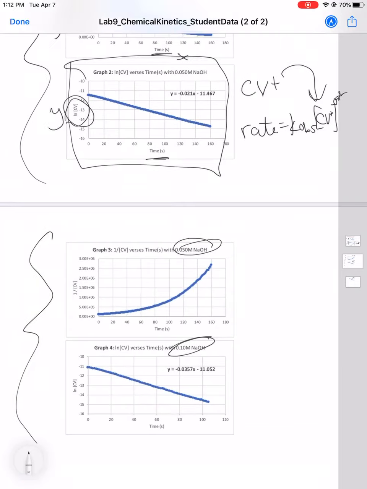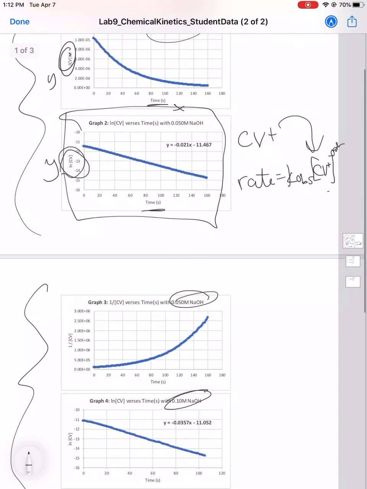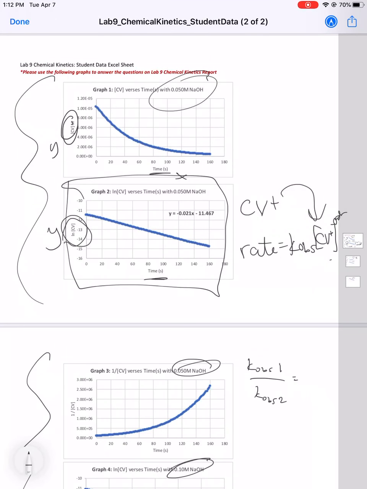remember, we know the order of the CV+, and if you look in your lab manual, or even in your lab report, it asks you for a whole bunch of ratios. It asks you for the ratio of k observed 1 over k observed 2 is equal to, so for 1, if it's 0.05 molar, it's going to be 0.021. Remember, this is a negative k, as the slope is negative k.